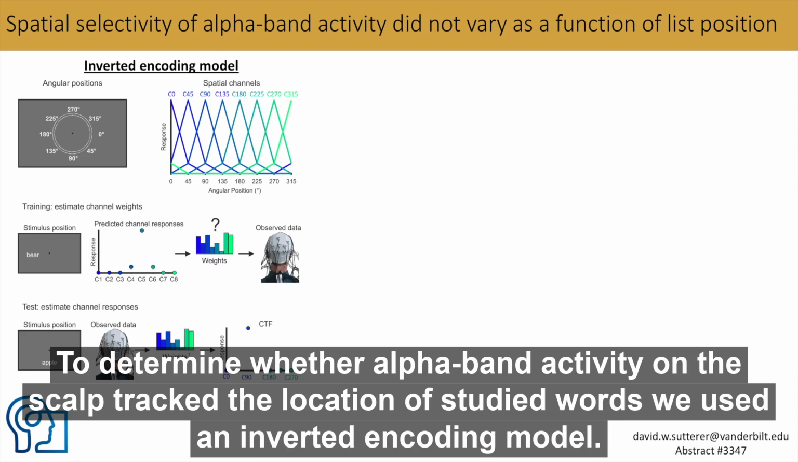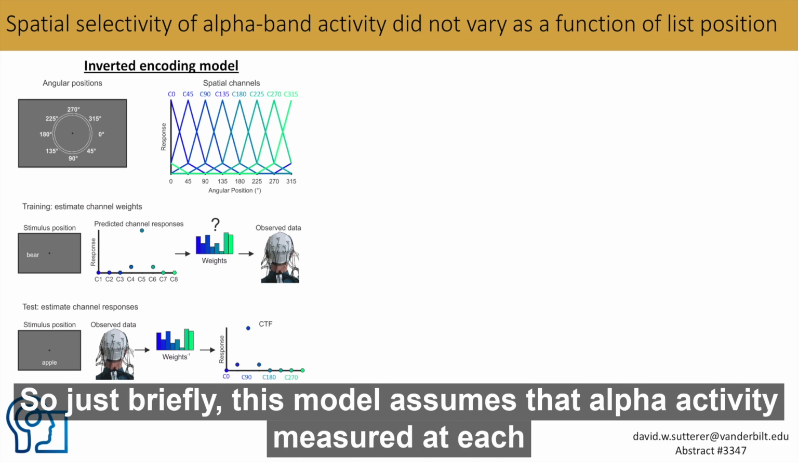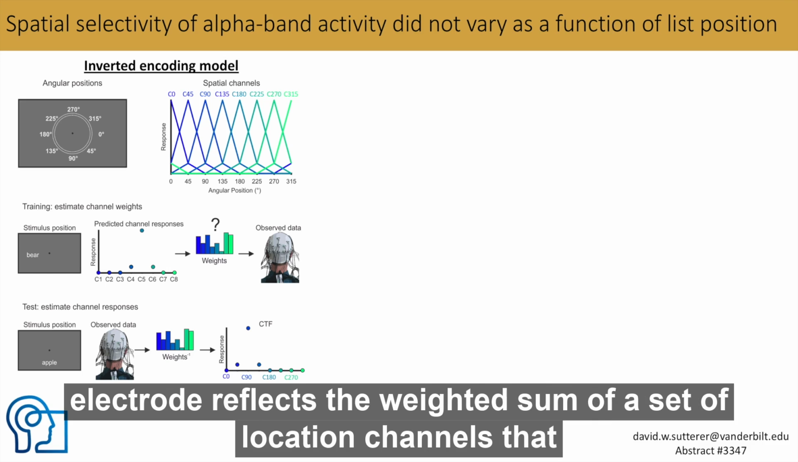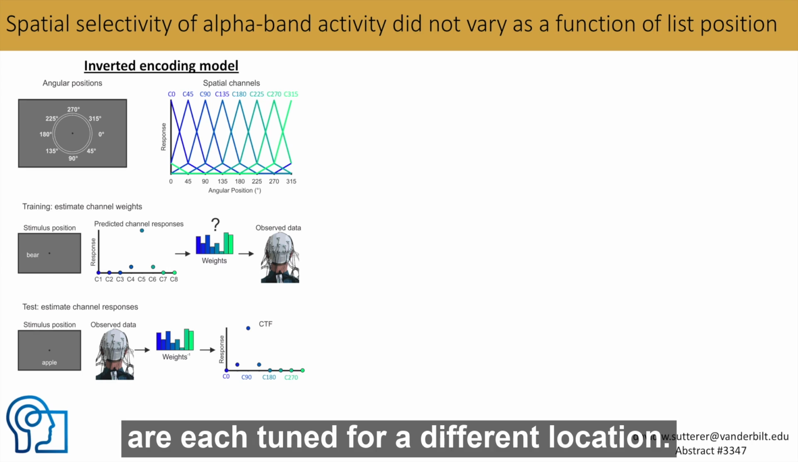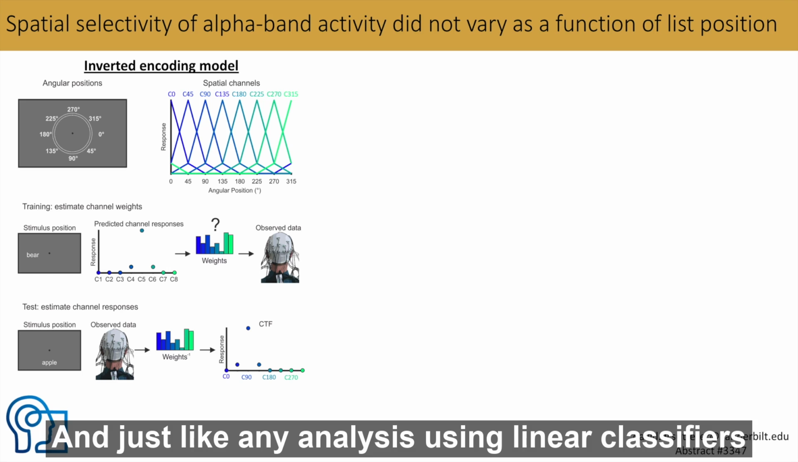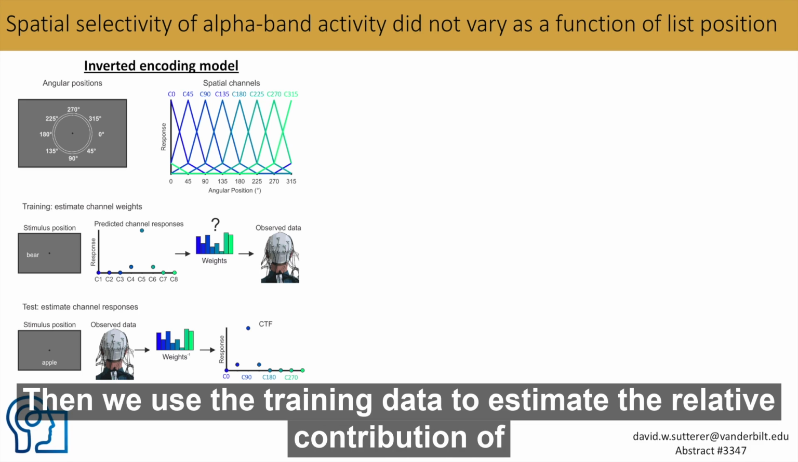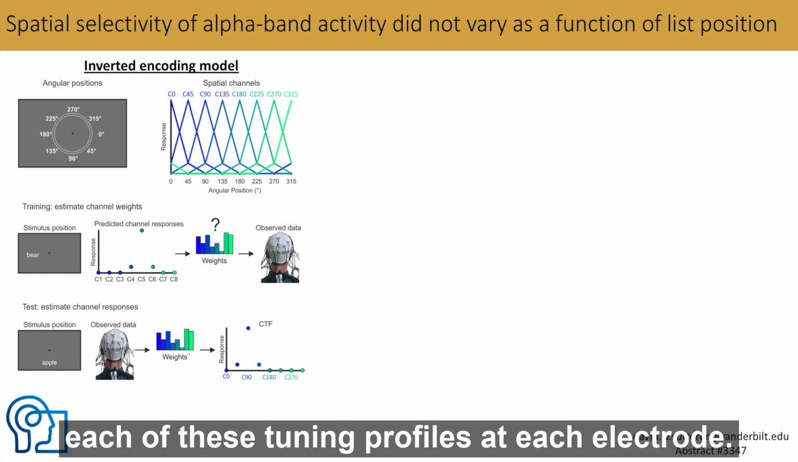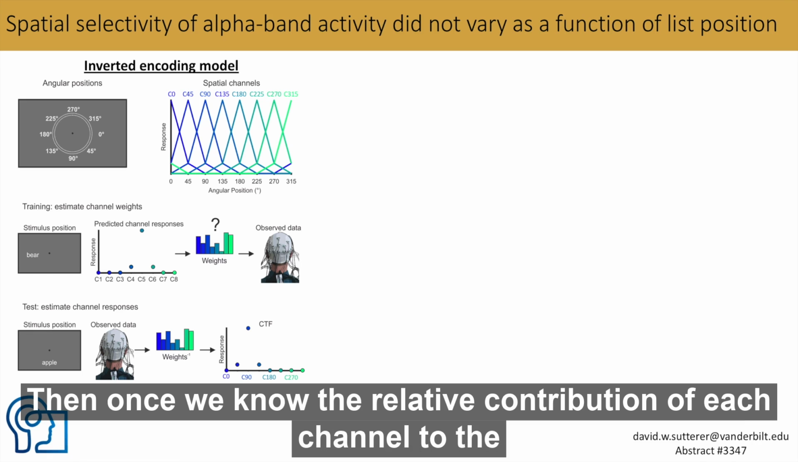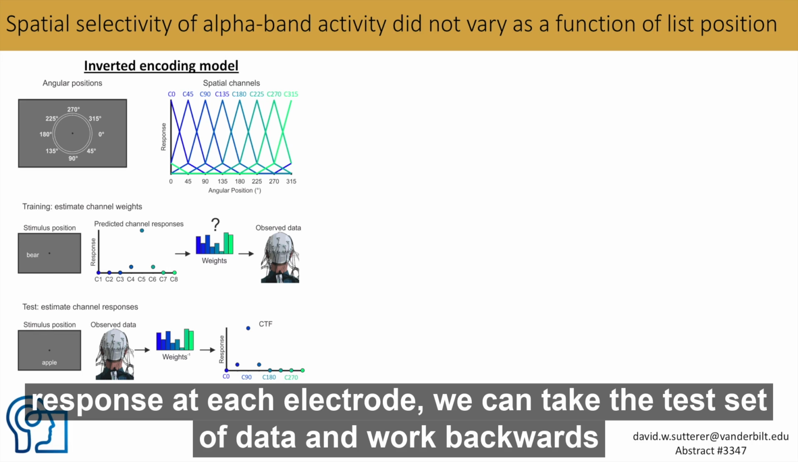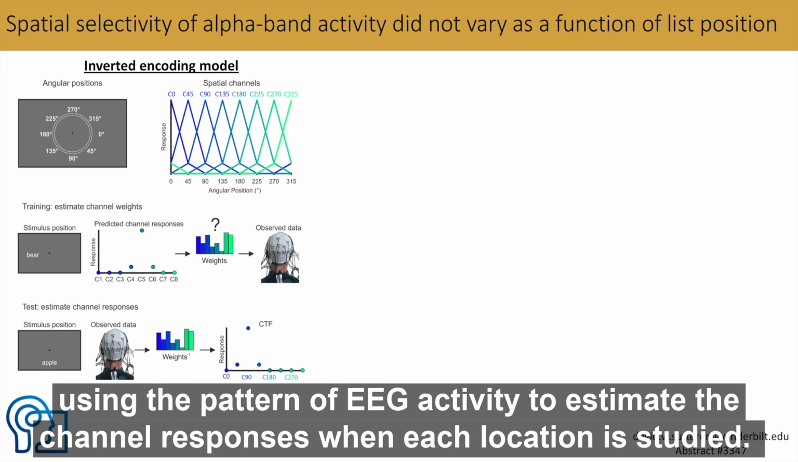To determine whether alpha band activity on the scalp tracked the spatial location of studied words, we used an inverted encoding model. Just briefly, this model assumes that alpha activity measured at each electrode reflects the weighted sum of a set of location channels that are each tuned for a different location. Just like any analysis using linear classifiers, we partition the data into a training and test set, and then we use the training data to estimate the relative contribution of each of these tuning profiles at each electrode. Once we know the relative contribution of each channel to the response at each electrode, we can take the test set of data and work backwards using the pattern of EEG activity to estimate the channel responses when each location is studied or remembered.